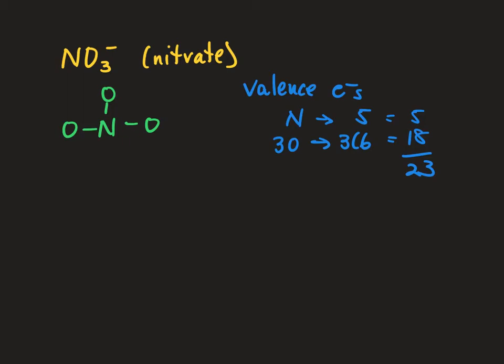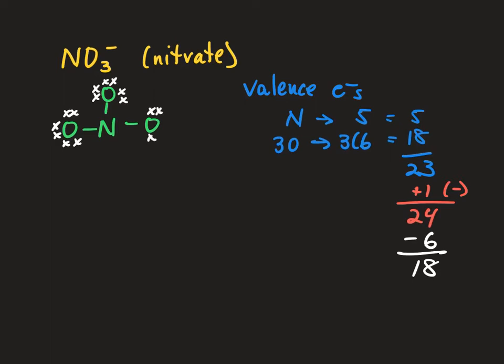But we have to remember that there is a negative charge. So we have to add 1 electron for the negative charge, giving us 24. We already have 3 bonds accounted for. That's 6 electrons, leaving us with 18 to distribute. Distribute those around the oxygens, and we get a structure like that. We're out of electrons now.